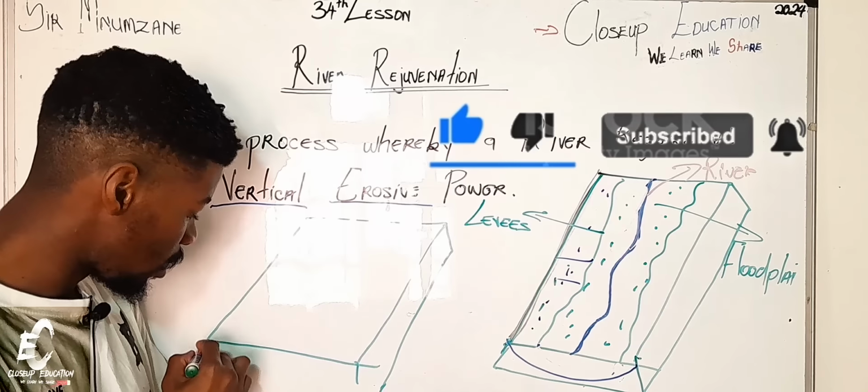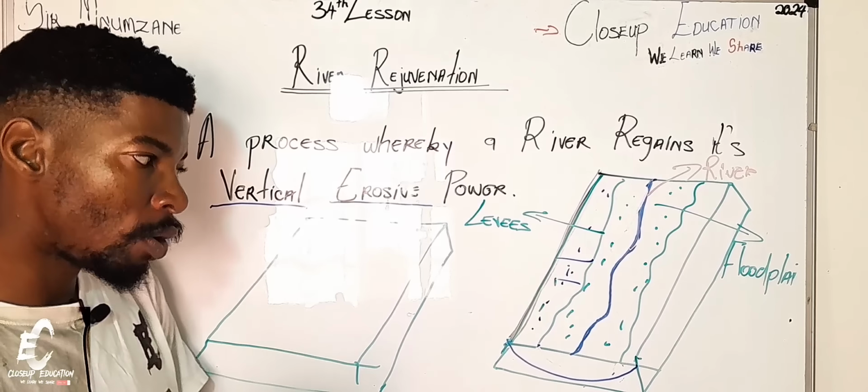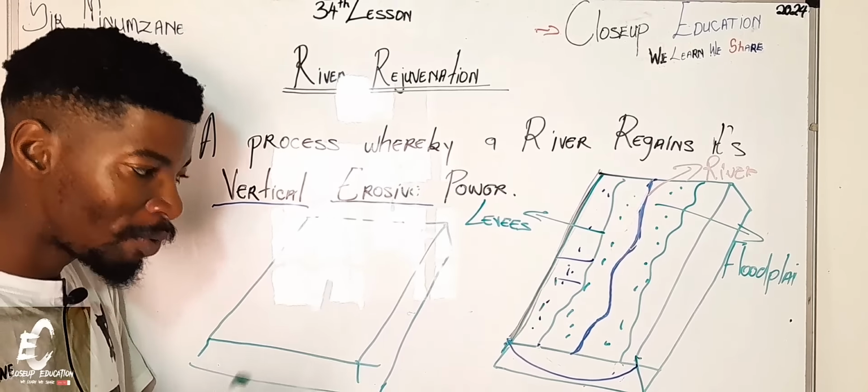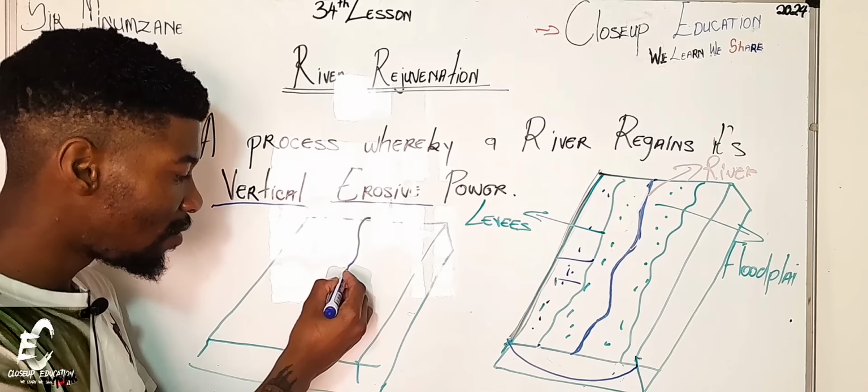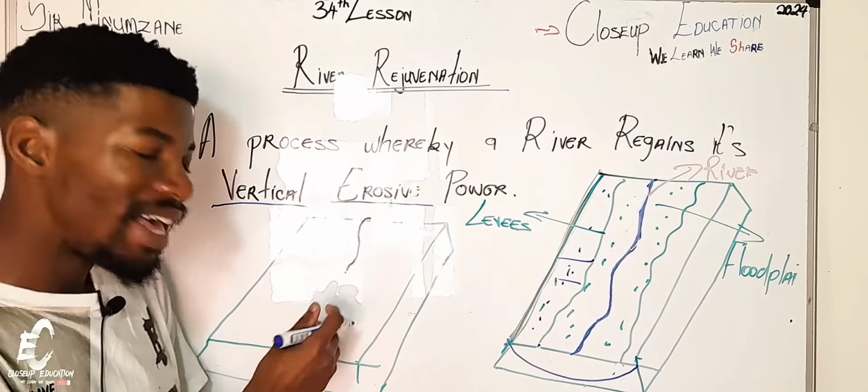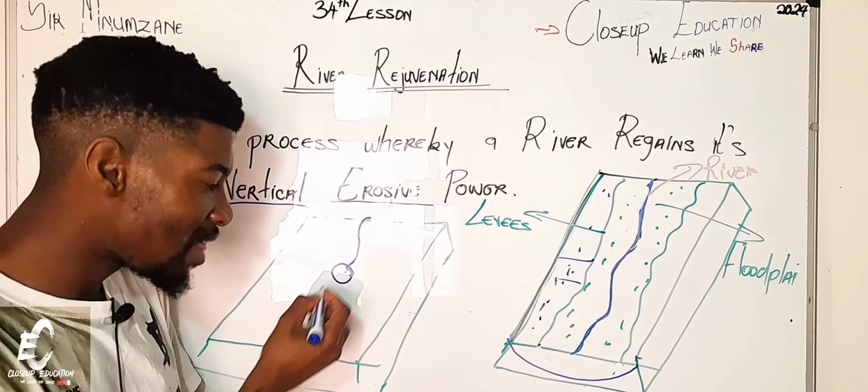This is definitely looking like $1 million. Hopefully we can see it, and the camera can capture everything. We definitely have our river. But what's happening now? This river is rejuvenating at this point.